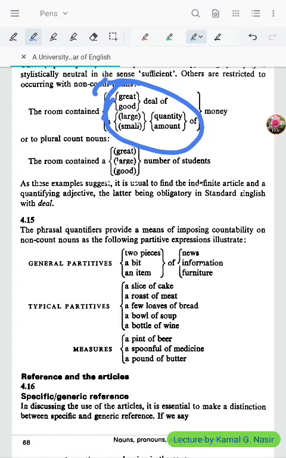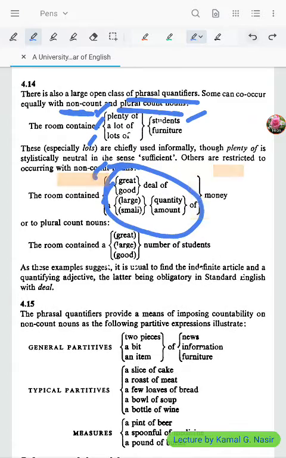These expressions, a great deal of, a good deal of, a large quantity of, or quantity of alone, a small amount of, or amount of, these are also quantifiers. Okay? And some of them are restricted to non-count nouns, because you know that money is a non-count noun.